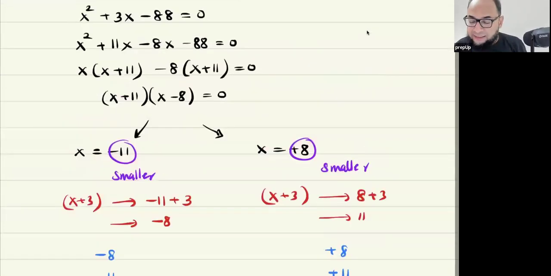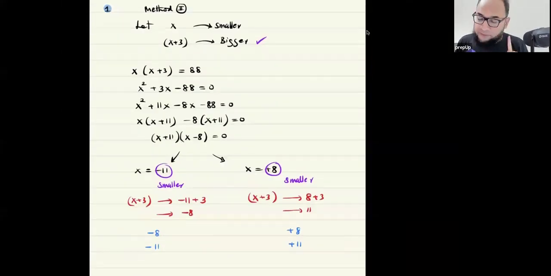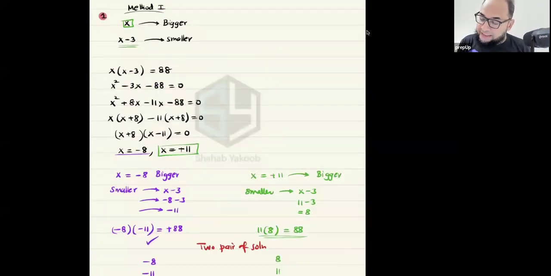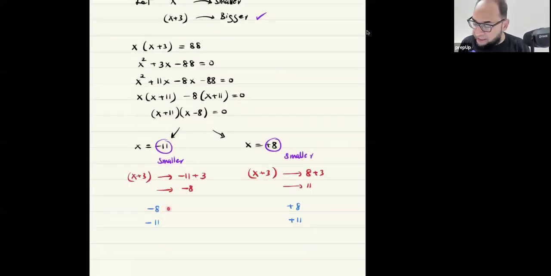Do you understand this thoroughly? Just have a look, acknowledge it on the WhatsApp. Let me show you the first page. In this one, I took x to be the bigger one, x minus 3 is smaller. We form a quadratic equation and get two values of x, with corresponding values of x minus 3. Over here, x is the smaller one, the bigger one is x plus 3. Again the quadratic equation, and your final answers are the same: negative 8, negative 11, positive 8, positive 11.